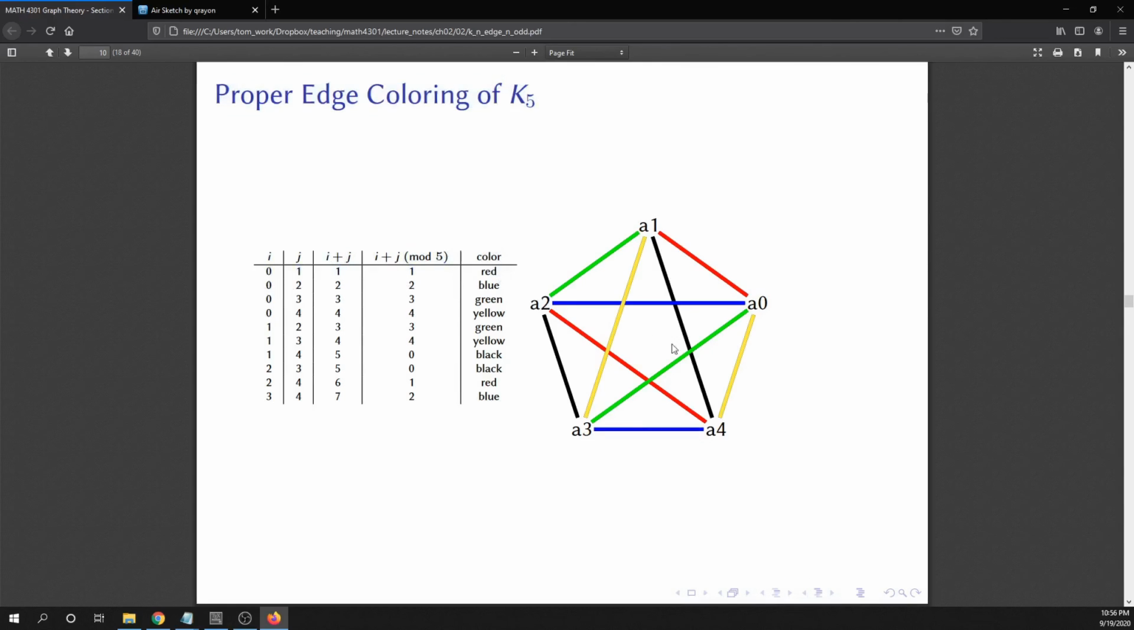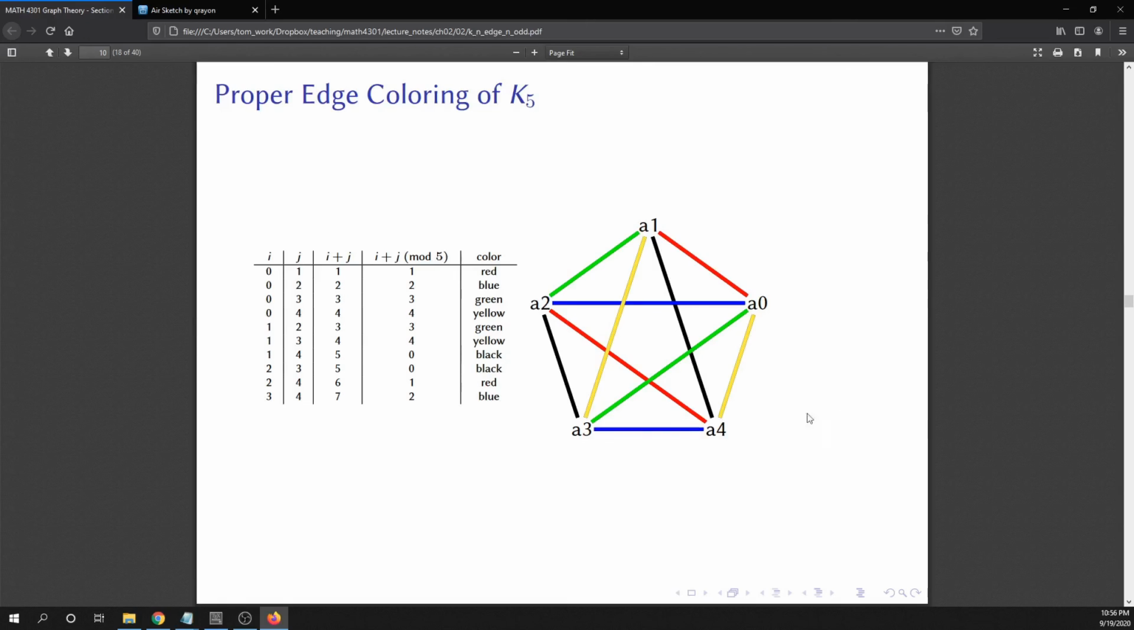And then the edge from 0 to 2, that would be this one right here. I color that blue. And the edge from 0 to 3, color that green. And so on and so forth. And this is the coloring that I end up with for K5.